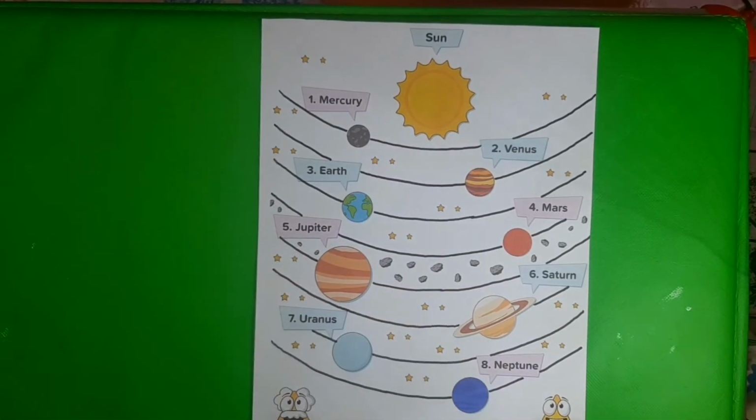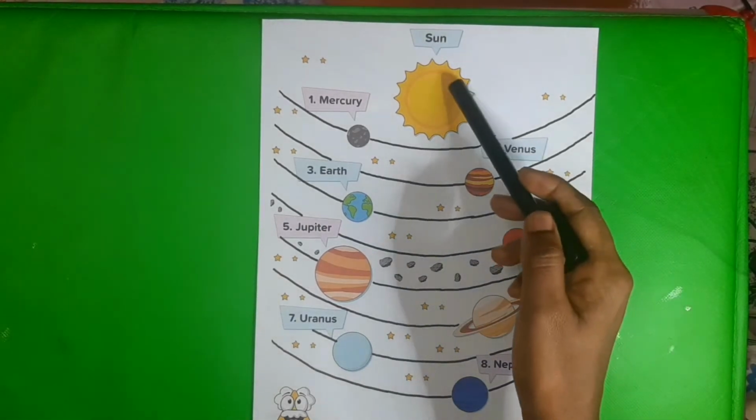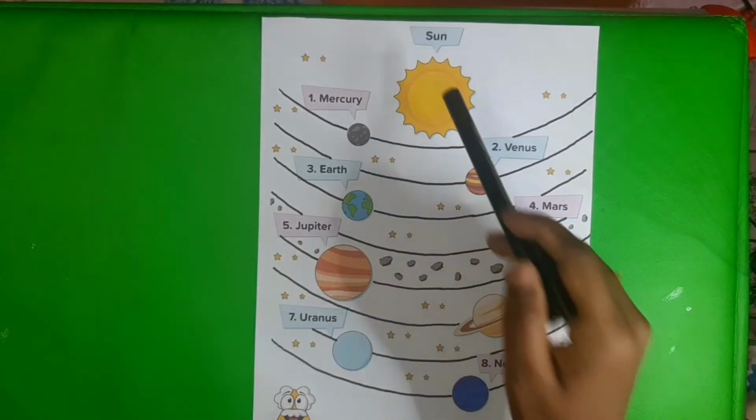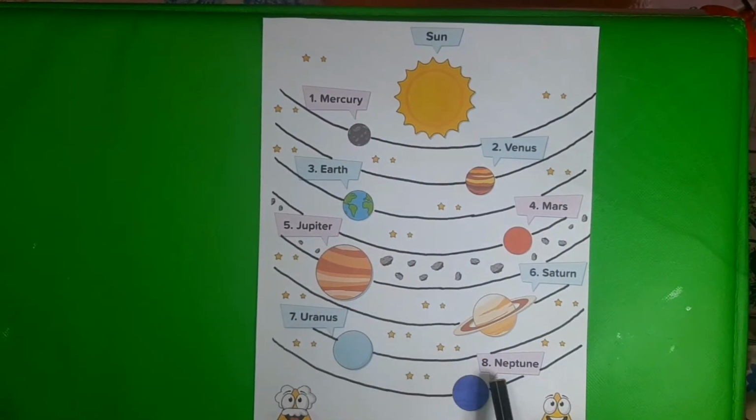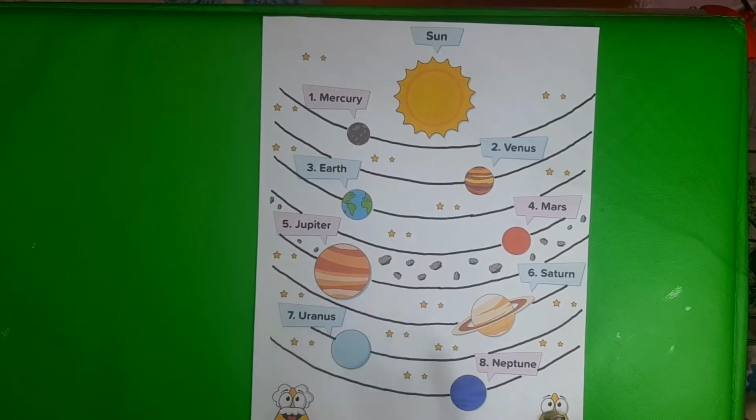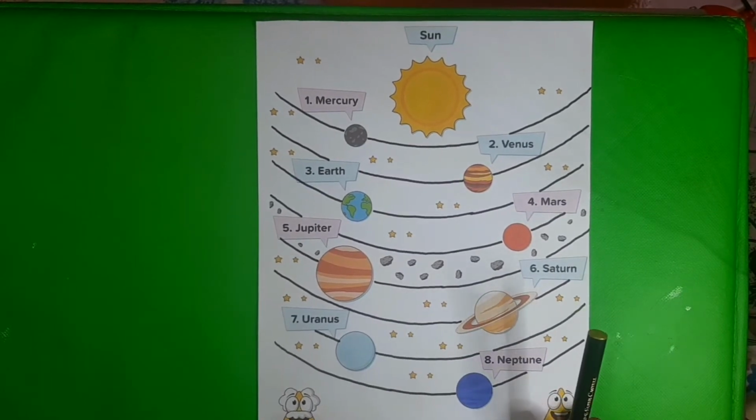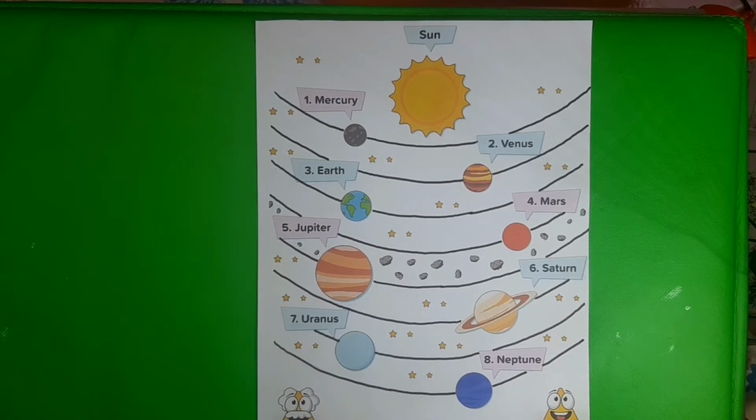Now let's see the farthest planet from the Sun. Mercury is the nearest planet and the farthest planet is Neptune. So Neptune is the farthest planet from the Sun. As it is the farthest planet from the Sun, the cold winds blow here at a very high speed, hence it is also called the windiest planet.